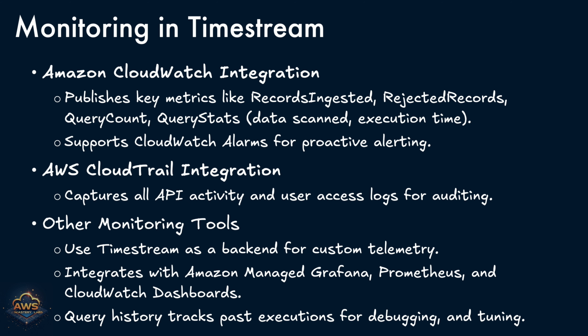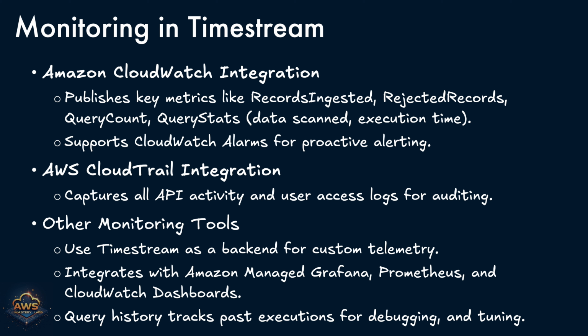Monitoring in Amazon Timestream is designed to give you deep visibility into ingestion pipelines, storage health, and query performance, using familiar AWS tools like CloudWatch, CloudTrail, and integrations with observability platforms. Timestream emits detailed operational metrics directly to CloudWatch, making it easy to monitor ingestion throughput, query performance, and resource utilization. Key metrics include records ingested, rejected records, query count, query latency, and throttled requests. These metrics can be used to build dashboards, perform trend analysis, and trigger CloudWatch alarms for proactive alerting when thresholds are breached or anomalies are detected.